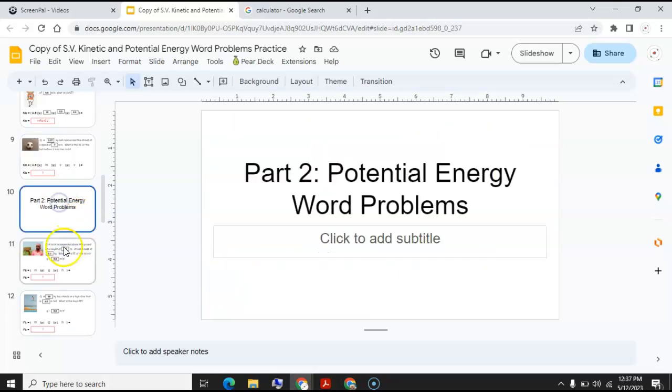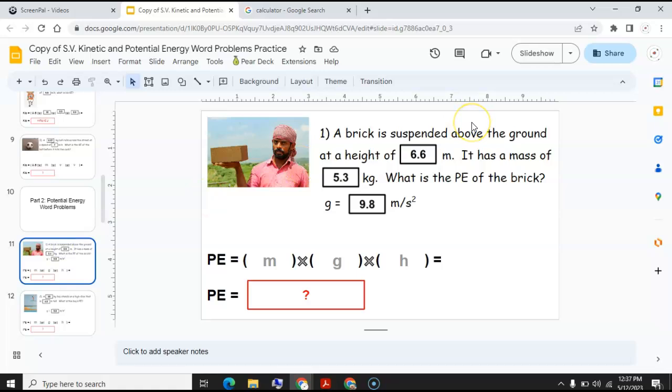So now this is part 2. For potential energy, that's when the object is not moving. So look at this example. A brick is suspended above the ground at a height of 6.6 meters. It has a mass of 5.3 kilograms. What is the potential energy of the brick? And they give us G, which is a constant. It's 9.8 if you're on Earth, meters per second squared.